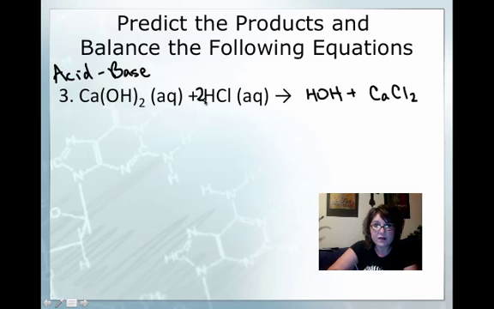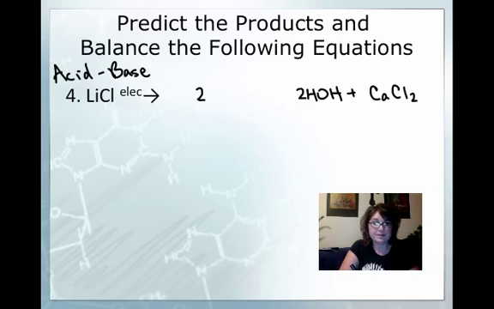And because calcium's a 2+, then I need 2 chlorines there. And I better have 2 chlorines on the other side. That means I need 2 hydrogens. That gives me 2 hydroxides. And that's great because calcium hydroxide has 2 hydroxides in it. So we've predicted the products and balanced the equation all at the same time.